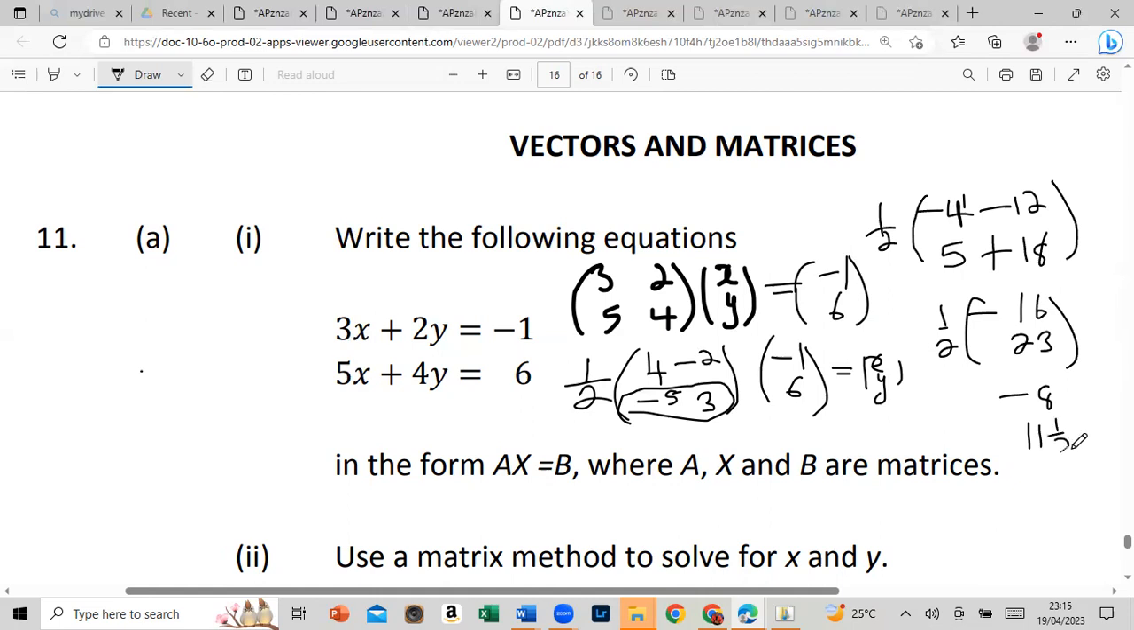Let us check. 3 times negative 8 is negative 24. I'm just checking: 2 times 11 and a half is 23. So yes, we work out for that one. It works out to negative 1. Let's check again: 5 times negative 8 is negative 40. So that's 40.